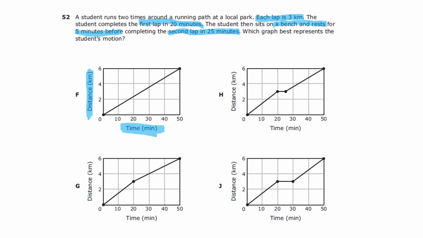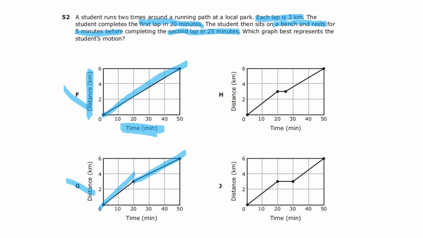The easiest thing to do here is look at the resting. So it says a student sits on the bench and rests for 5 minutes. So does this one show any resting occurring? No, that's all forward positive motion. Okay, so let's look at G. Does this one show any resting occurring? No, there's no zero slopes there, so that's wrong. So we've already eliminated two possible choices. Now we have to decipher between H and J, which is pretty easy.